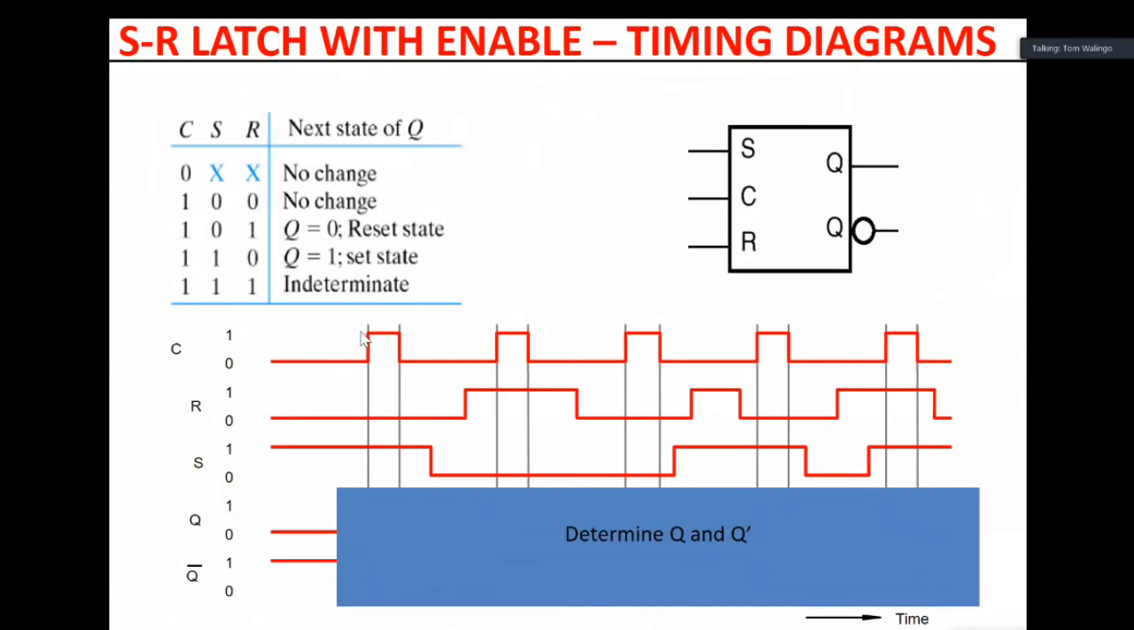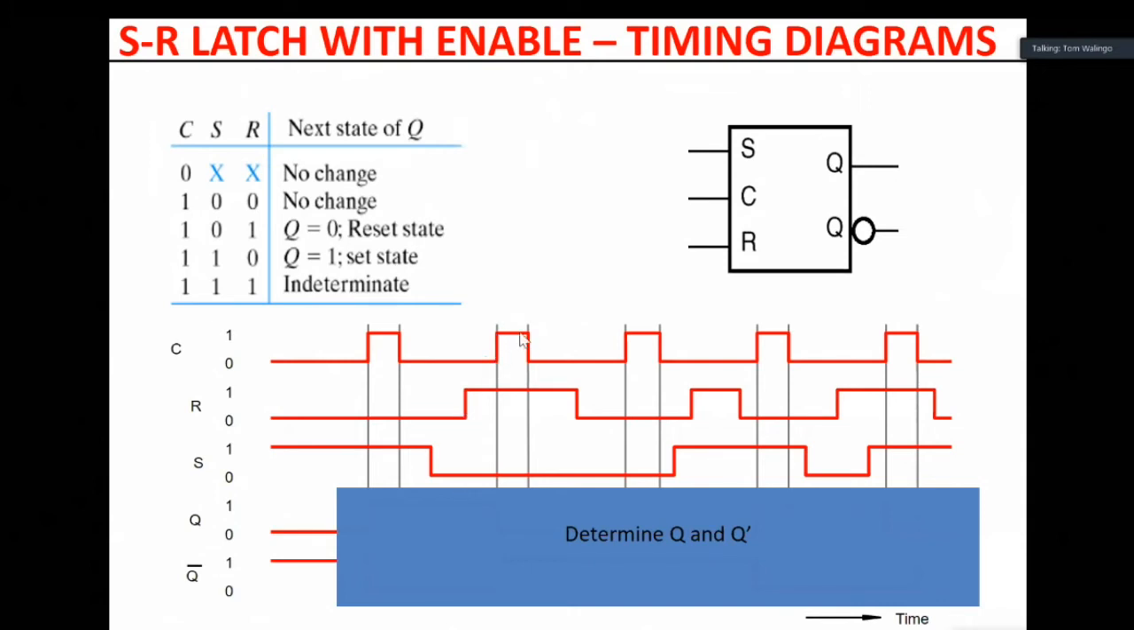Then it goes high. It is enabled here. The reset is 0, the set is 1, so it will be set. When we say set, we are looking at Q. Q should go to 1 here. Then when it goes to 0, Q should remain 1. Doesn't matter what happens here.